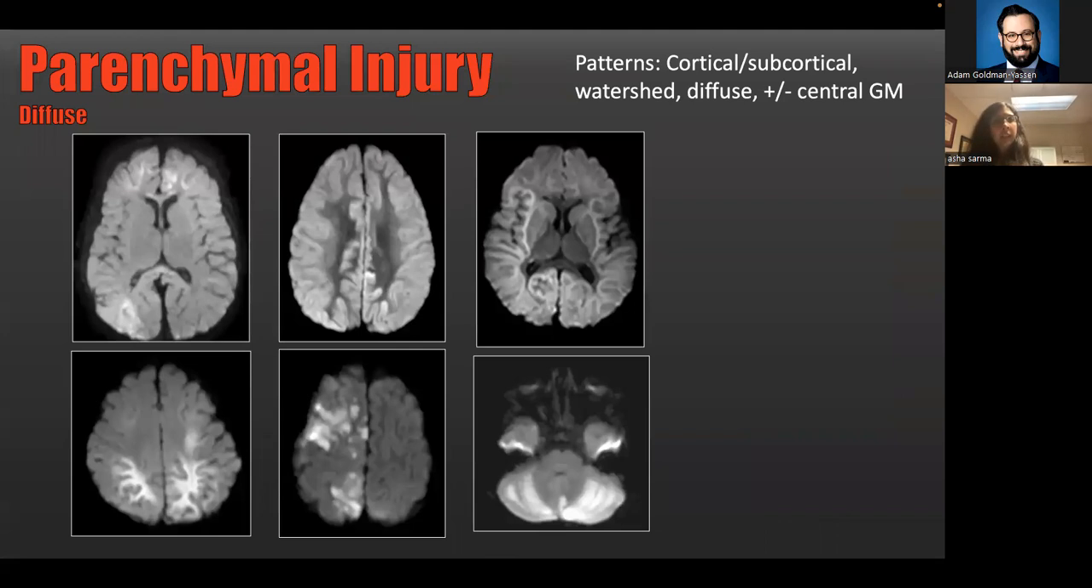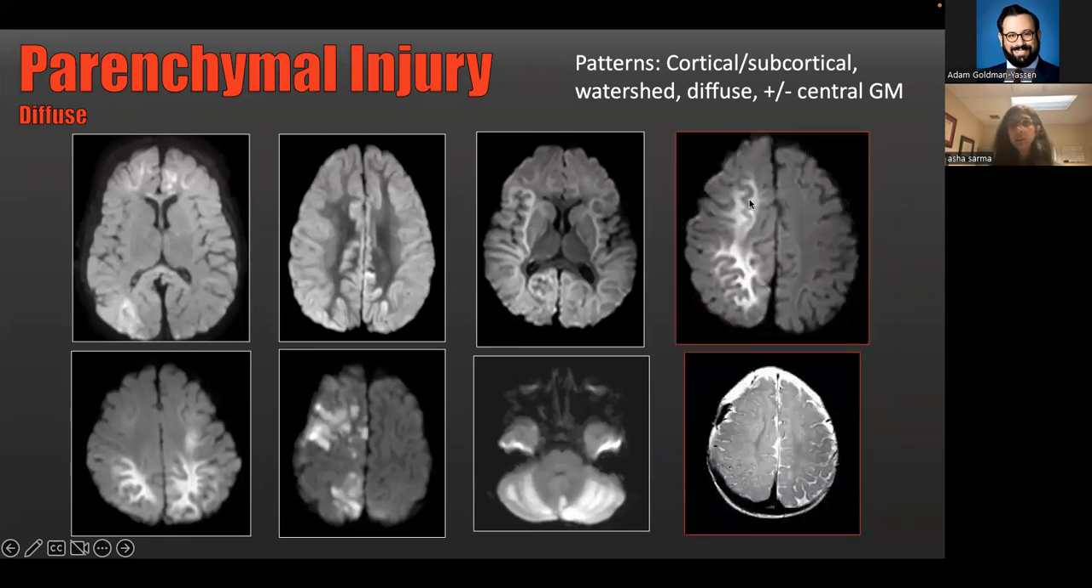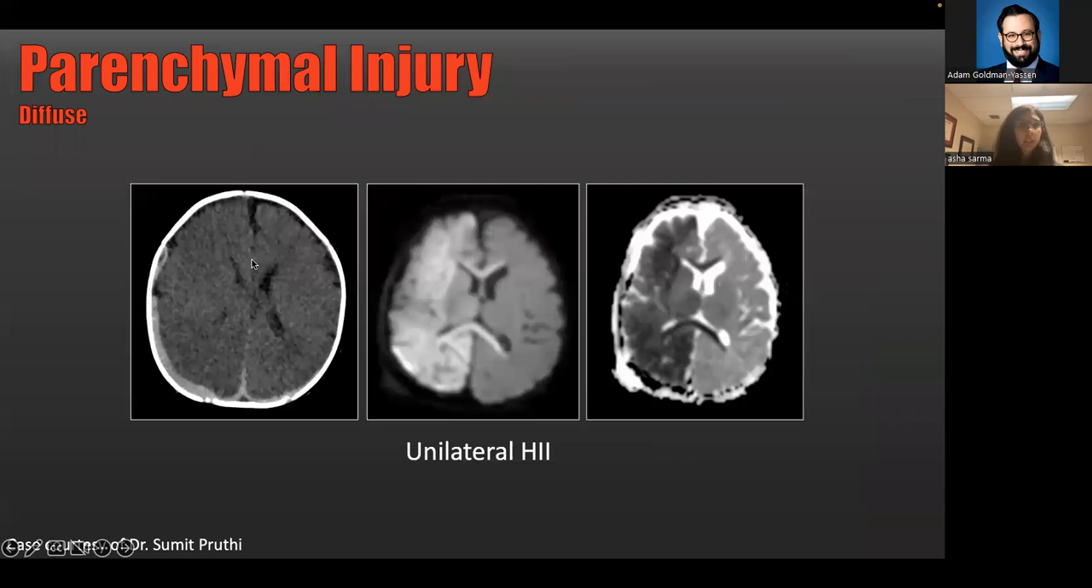The patterns that we see are also strange. They can be really bizarre, non-territorial patterns. So you can see cortical or subcortical injuries, like you can see in these cases. You can see a watershed pattern. You can see a diffuse pattern. You can see a pattern that more exclusively involves the white matter. And it's really common to see it on the ipsilateral side with a small subdural hemorrhage in cases of abusive head trauma. This is sort of a classic thing.